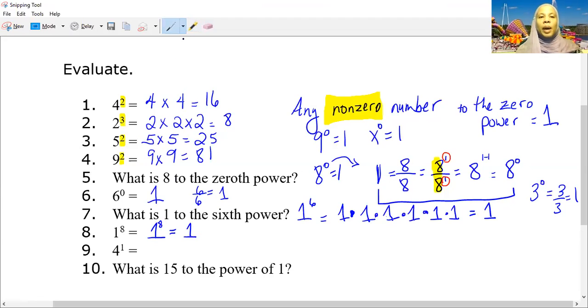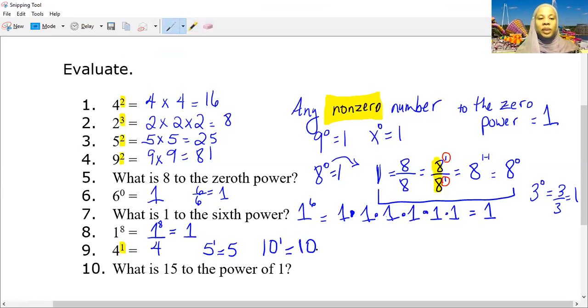4 to the 1st power. Remember, the power or exponent is how many times you write that number. So if I have 4 to the 1st power, that is just 4. So I'm writing 4 one time. So 4 to the 1st power is 4. 5 to the 1st power is 5. 10 to the 1st power is 10, and so on and so forth.